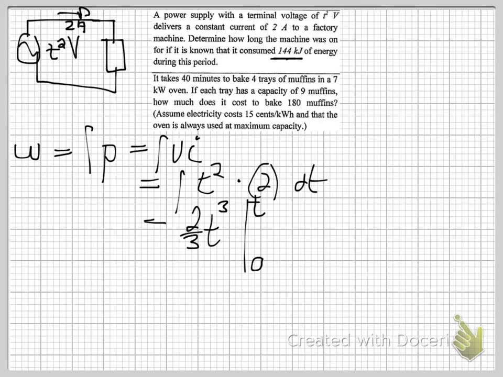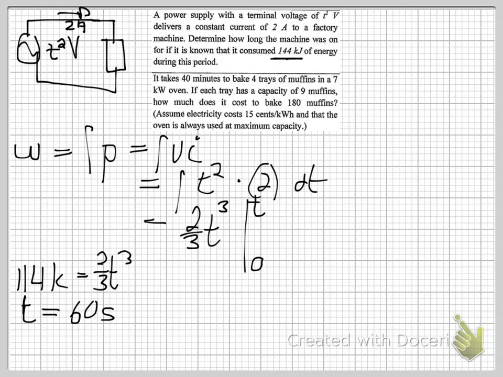To get the time, you equate the work to the 114 kilojoules. So 114 K is equal to 2/3 T cubed, and T is equal to 60 seconds.